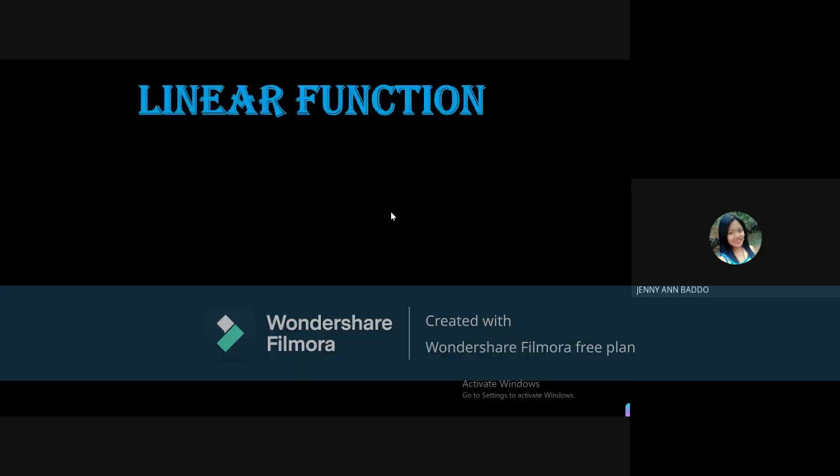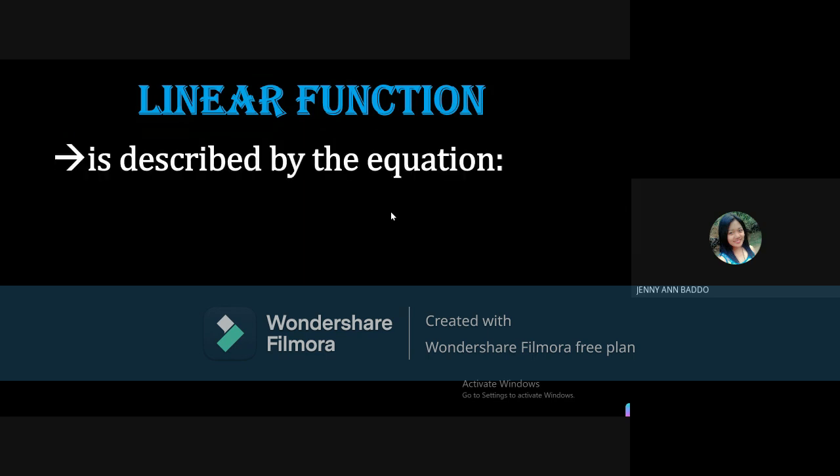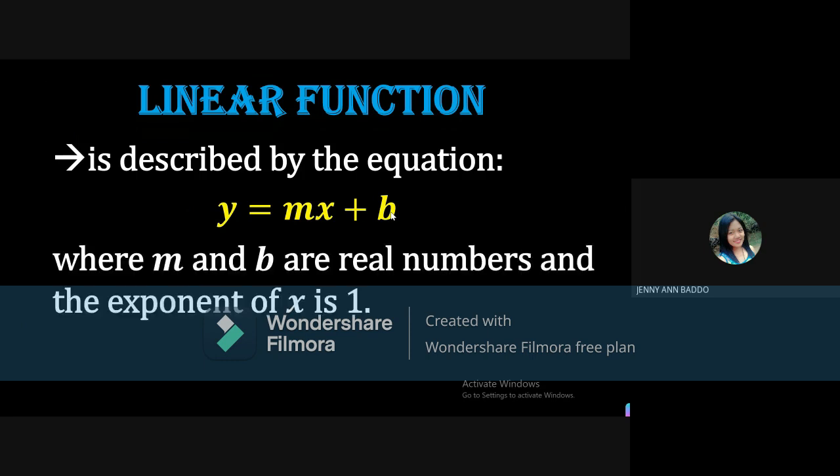But what do we mean when we say linear function? It is described by the equation y equals mx plus b, which is also known as the slope-intercept form of a line, wherein m and b are real numbers and the exponent of x must always be equal to 1. Or it can be written in function notation in the form f of x equals mx plus b.